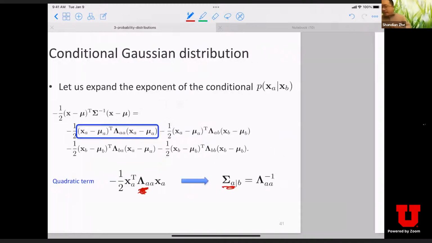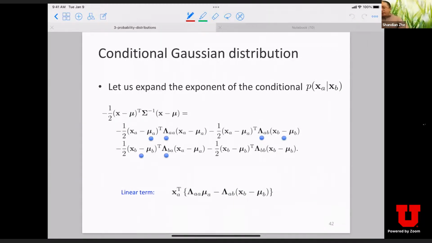Let's look at the second term. If we look at other terms that relate to XA, you'll find that they are all linear in XA. It's just XA transpose with some other vectors. If we merge them together, you will get this. So we can find them from XA transpose and lambda AA times UA here, and also XA transpose with this whole thing. You merge them together, and you get a linear term for XA.